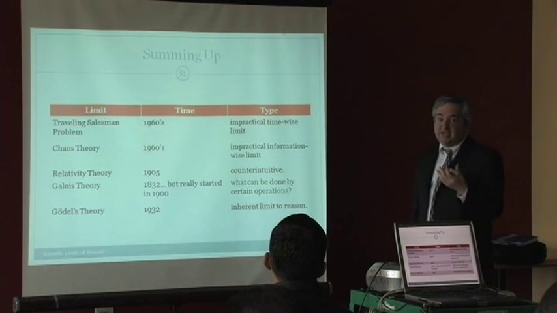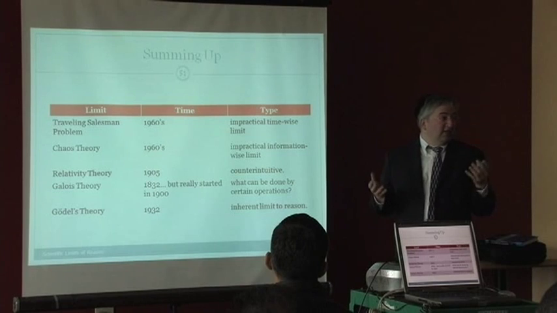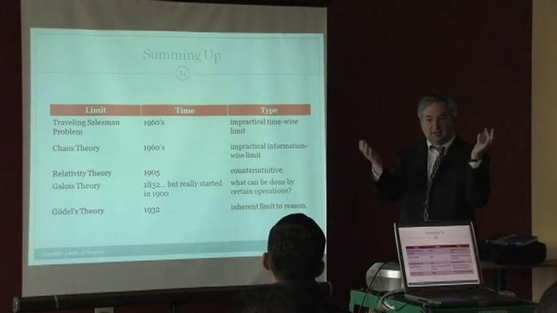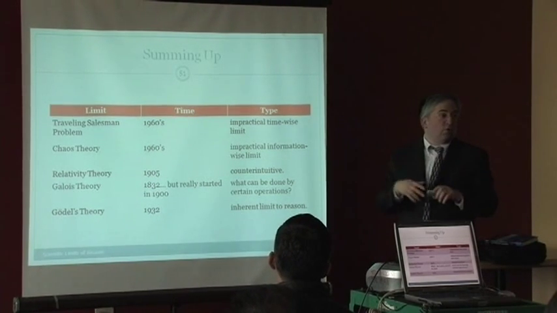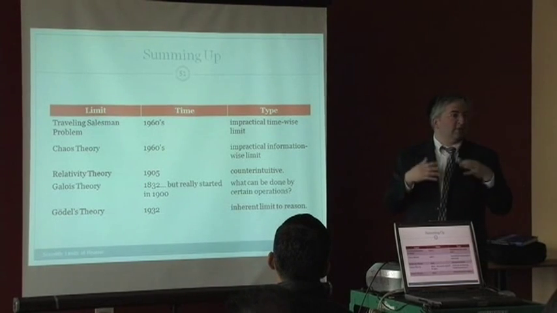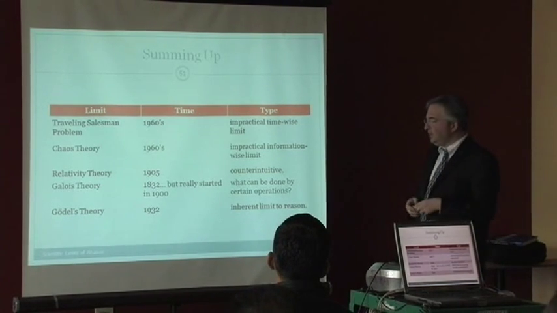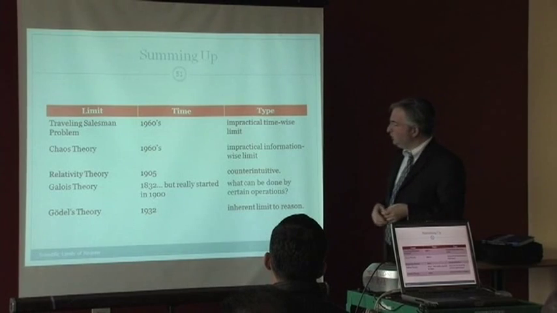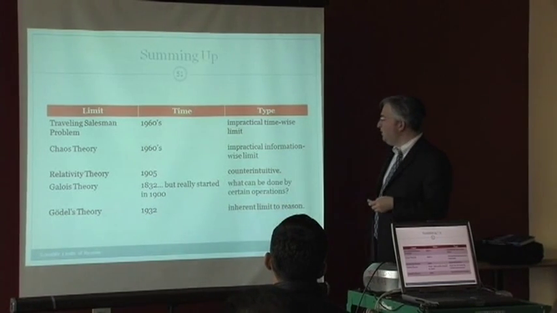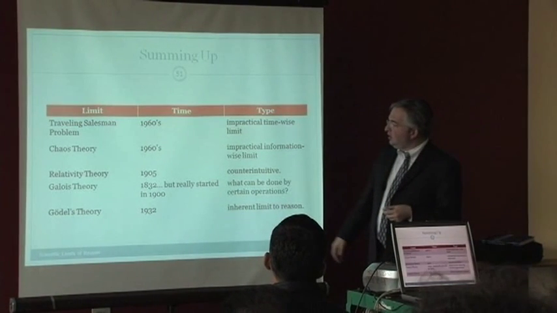Relativity theory. It's not a limitation. It's just counterintuitive. Things don't have set distance or set time. Okay? There's no such thing as absolute time and absolute space. Things depend on what you're doing. It's a counterintuitive thing. What can be done by certain operations?